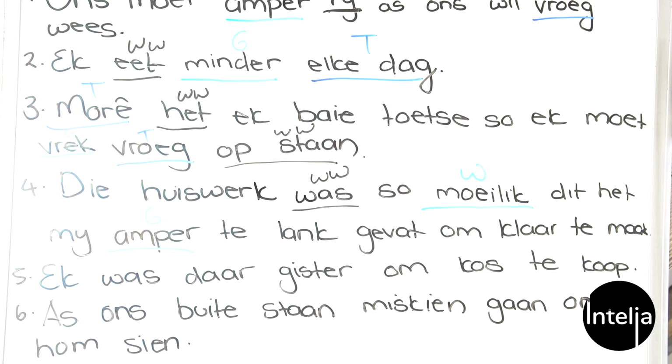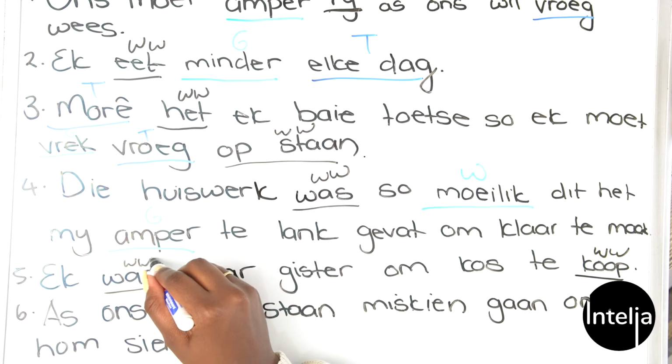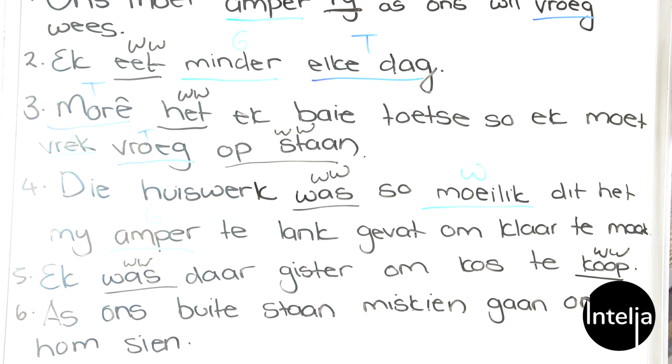Okay, ek was daar gister om kos te koop. Wat is ons werkwoord in sin 5? Ek was daar gister om kos te koop. I was there yesterday to buy food. So koop en was. Okay. Nou, soek ons bywoord van tyd. Is dat tyd? Ja.